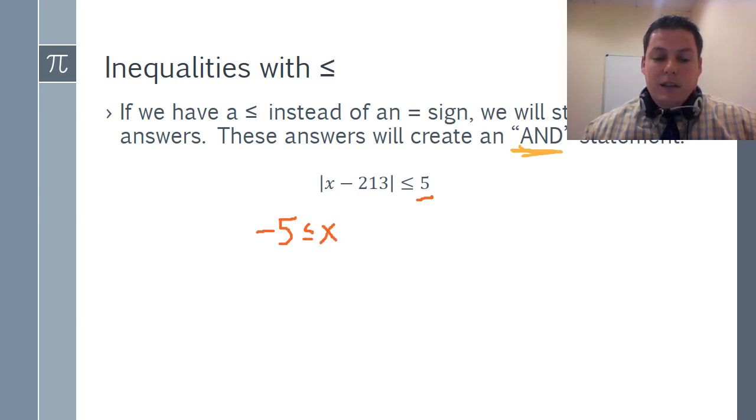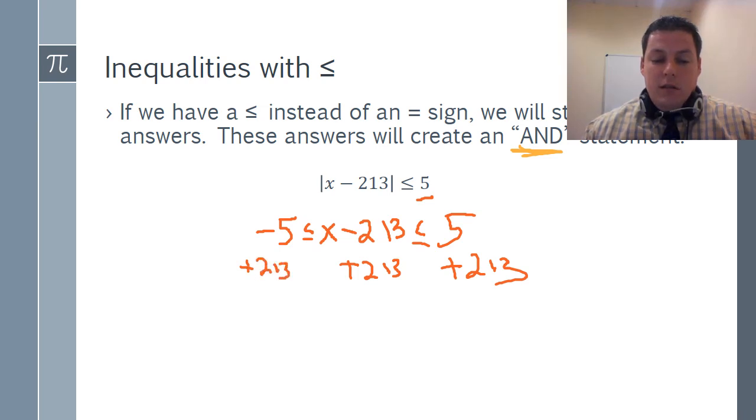So we have -5 is less than or equal to x minus 213. We always put the absolute value in the middle, is less than or equal to 5. And we will see more complex problems in this, but this is a good start. All right, so we want to get that x by itself, so we still add 213 to all the sides. We get -5 plus 213 is 208, is less than or equal to x, which is less than or equal to 218.